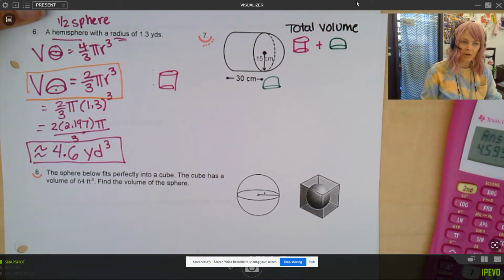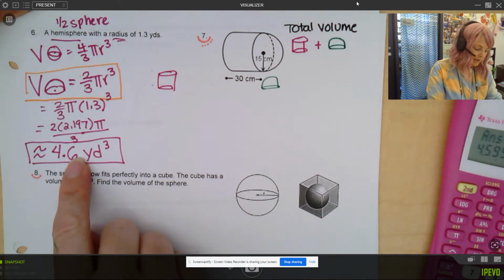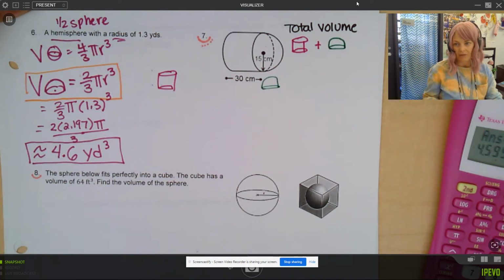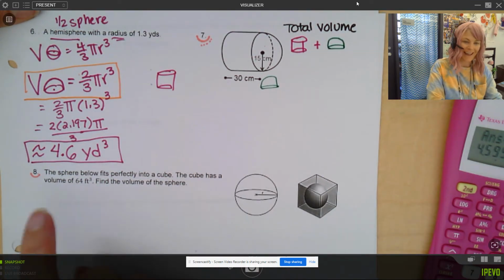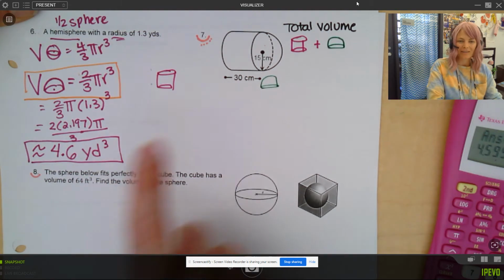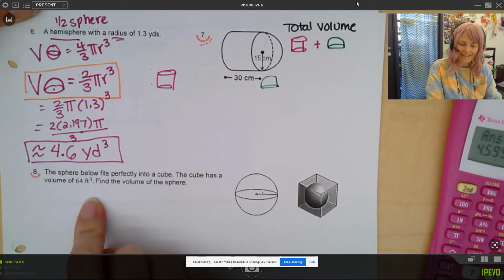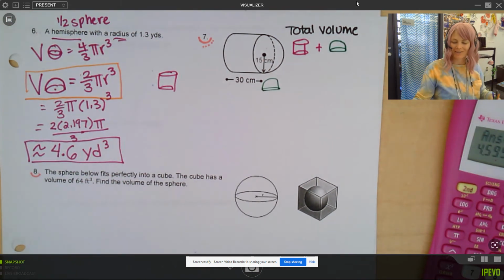If you are not leaving your answers in terms of pi and you're giving an approximate, give it to like 4 or 5 decimal places if it has it, just because we don't want that rounding to affect our final answer. So why don't you finish 7 and work on 8? Work on 7 and finish 8, and we'll go over the answers as soon as you're ready.